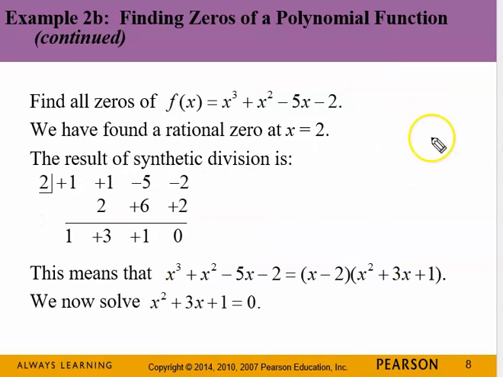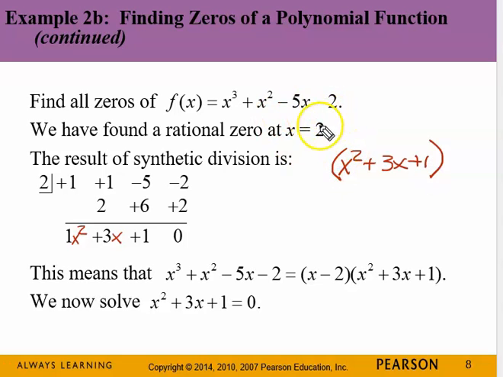Well, now we have to do some converting. Here is what we started with. This is what we ended up with. But what does this mean? Well, remember it's going to be 1 degree less than this. So this is going to be 1x squared plus 3x plus 1. And we can write that here. x squared plus 3x plus 1.